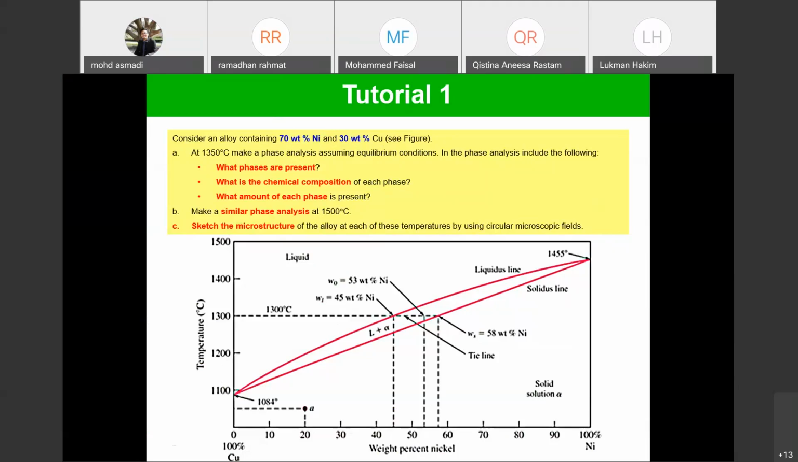What is the material that makes this alloy? Nickel and copper. Okay. So how many percent is nickel and how many percent of copper at 1350? Okay. Is it clear? Okay.